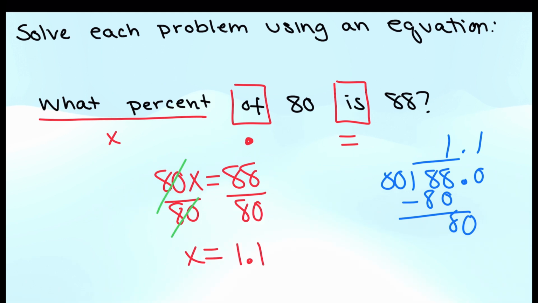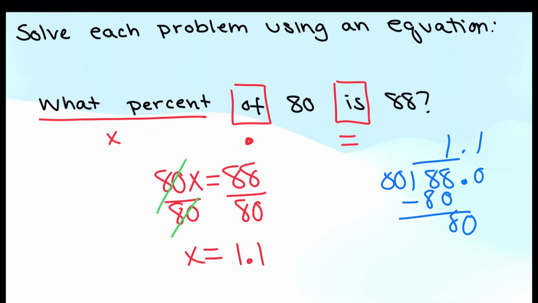Let's see, 88 divided by 80. 80 goes into 88 one time, remainder of 8, bring down a 0. 80 goes into 80 one time, so this should equal 1.1. Now we're actually not done with this problem. 1.1 is x, but we're trying to find a percent.